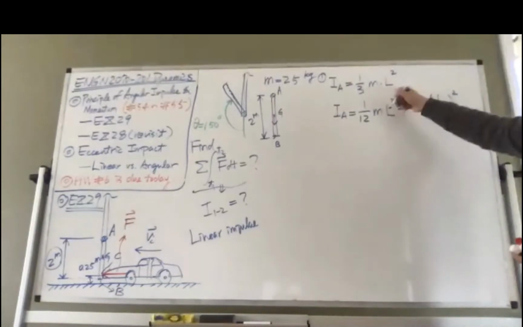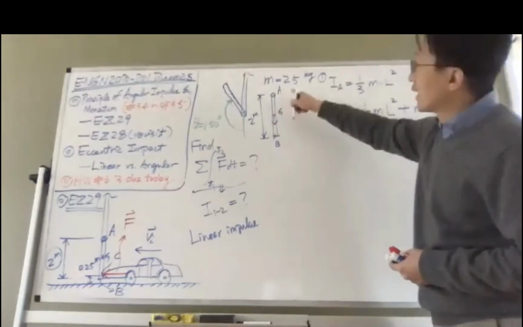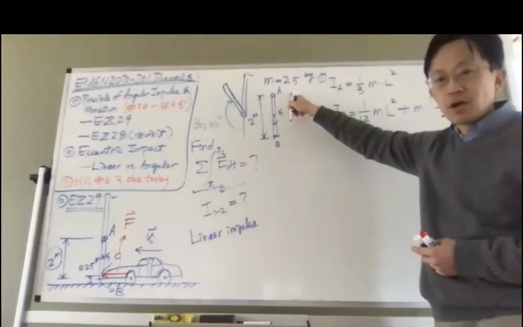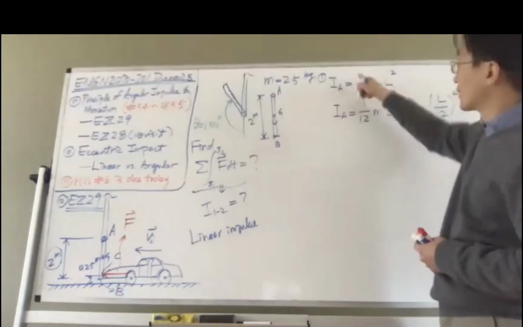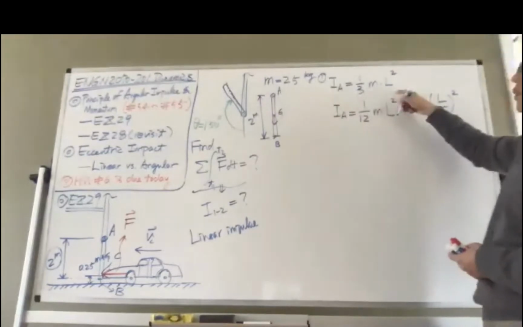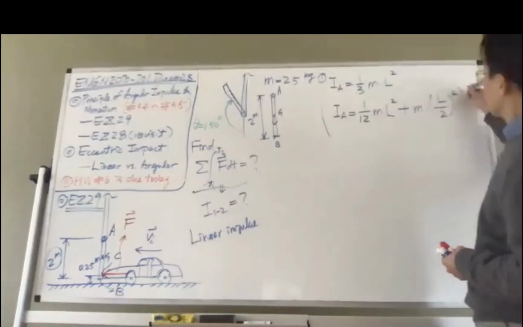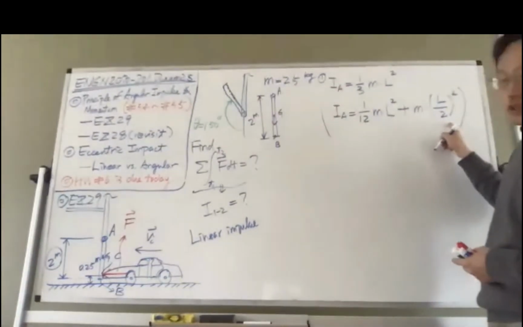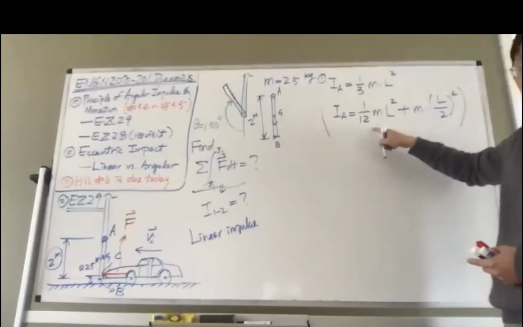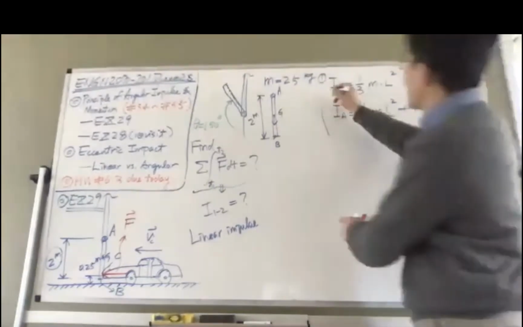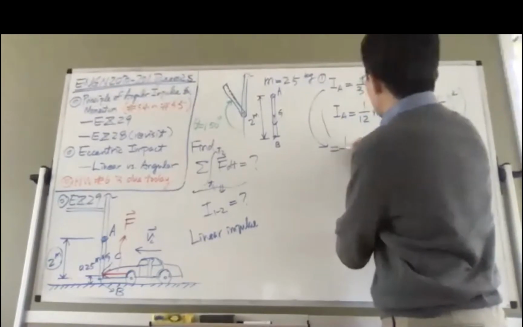So if you remember for a slender bar, at the end of the slender bar, the mass moment of inertia is 1/3. Then you can just copy this one. You don't have to use parallel axis theory. If you don't remember this, you use this, but the result is going to be the same. Okay? So we just calculate 1/3.